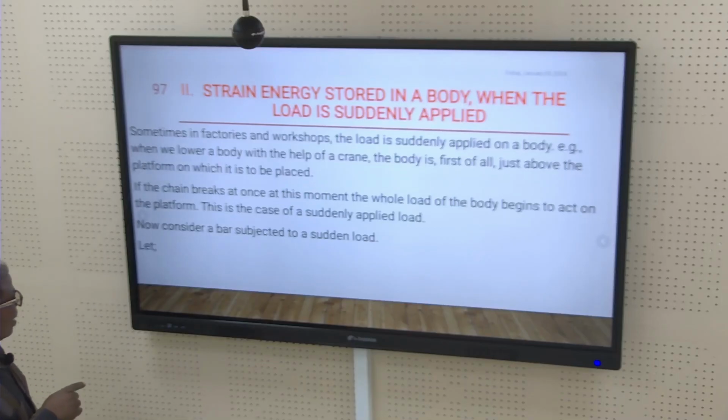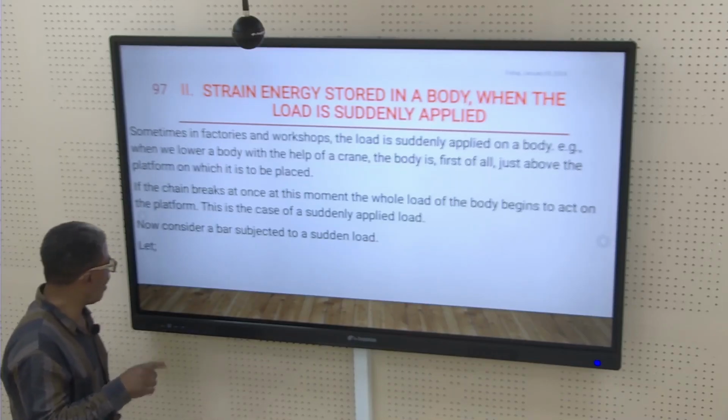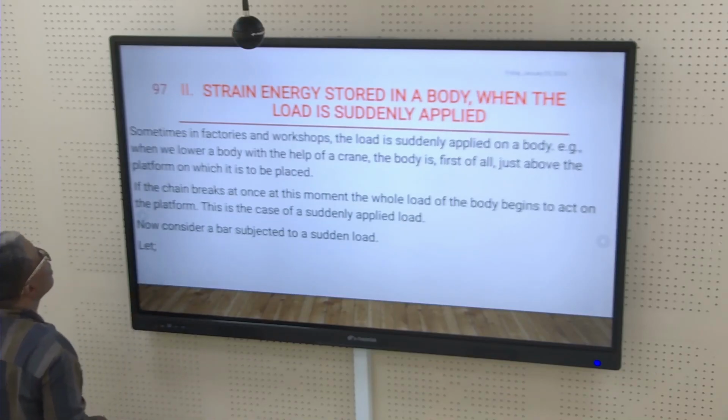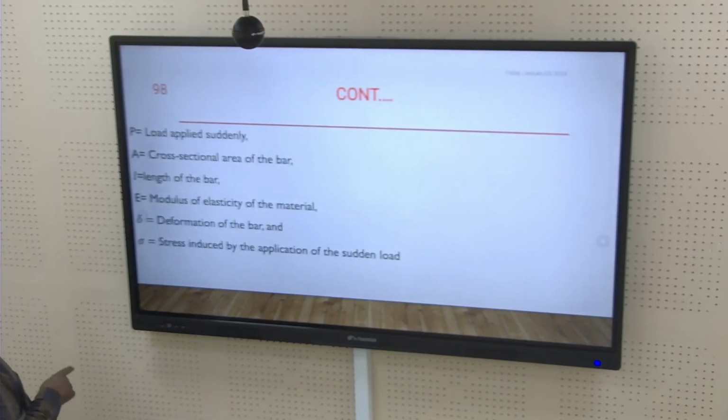Now, consider a bar subjected to a sudden load. Let P be the load applied suddenly, A the cross-sectional area of the bar, L the length of the bar, and E the modulus of elasticity of the material. The deformation of the bar will indicate the strain and the stress induced by the application of the sudden load.